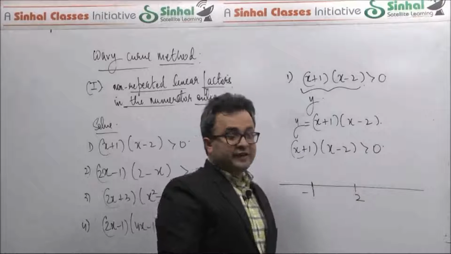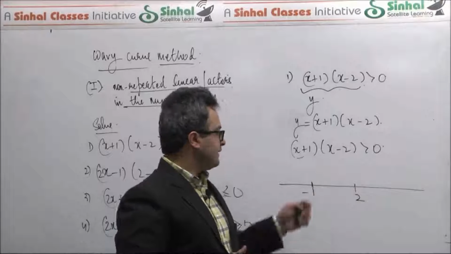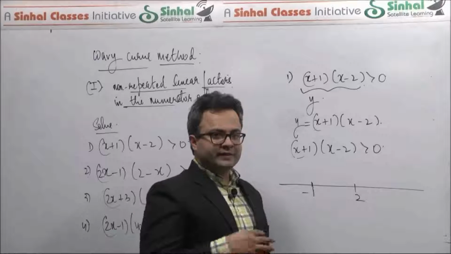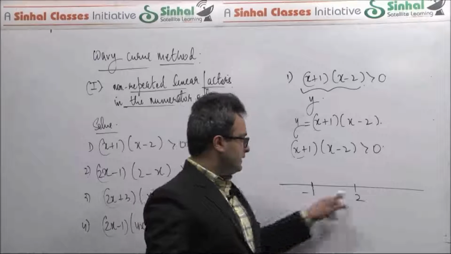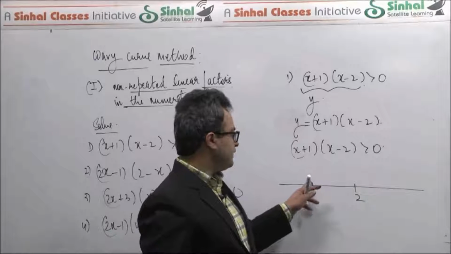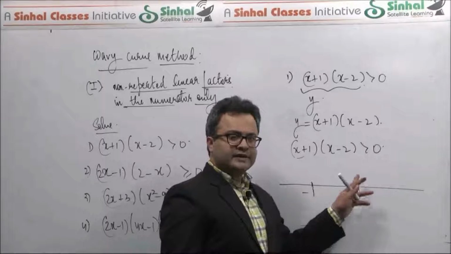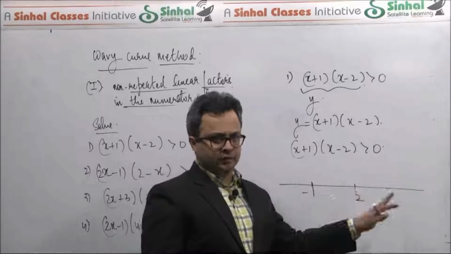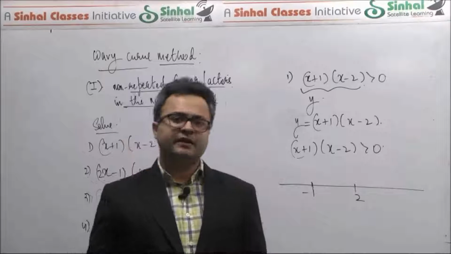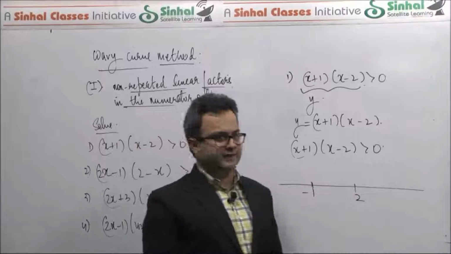The final step in the first category is this. Since there are two critical points over here, those 2 points will divide the entire number line, the x-axis, into 3 intervals. Those intervals are the set of values of x less than -1, the set of values between -1 and 2, and the set of values greater than 2, right? Similarly, if there had been 3 critical points, you would have got 4 intervals. In general, if you have n distinct critical points, you will end up with n plus 1 intervals.